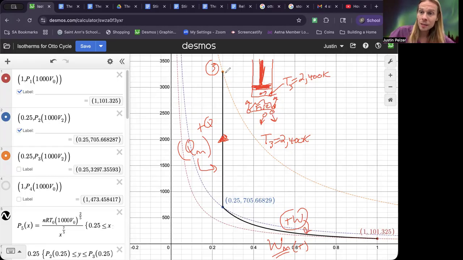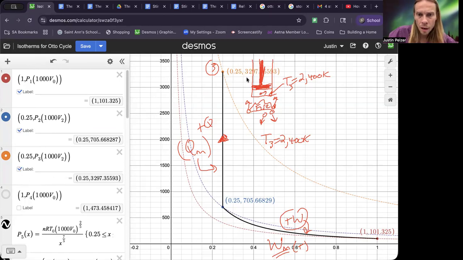Notice that volume stays constant at 0.25 liters. The pressure then goes all the way up to, what do we have here? I kind of blocked it. 3,297 point something, right? Uh, kilopascals. Remember, this is kPa, right? Pressure in kPa.